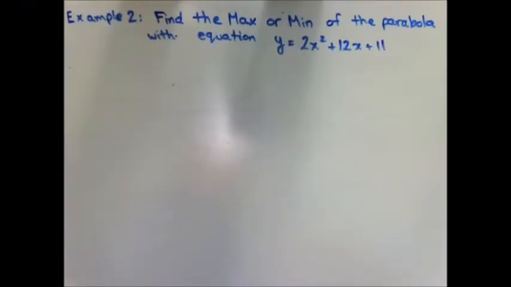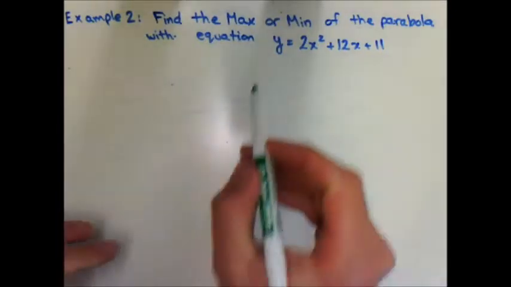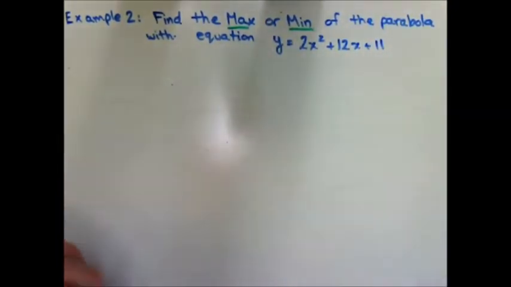In example number 2, we need to find the maximum or minimum point of the parabola with the equation y equals 2x squared plus 12x plus 11. So right off the top, let's just decide, are we going to be finding a maximum or are we going to be finding a minimum? Think about it for a second. How do we know we're going to be finding a minimum? Okay, because the coefficient a is positive, which means this parabola opens up, which means it's going to have a minimum point.